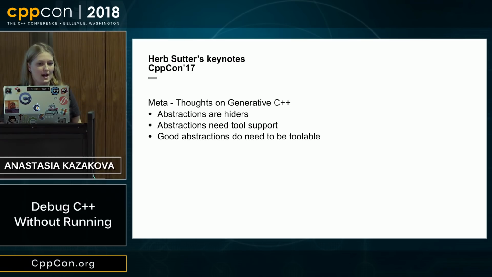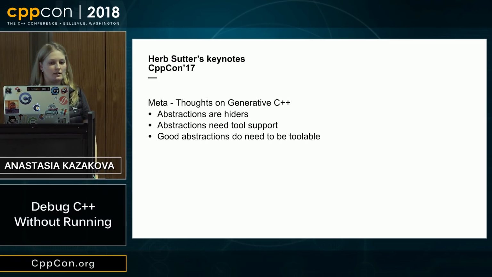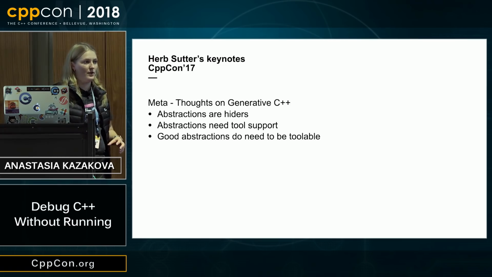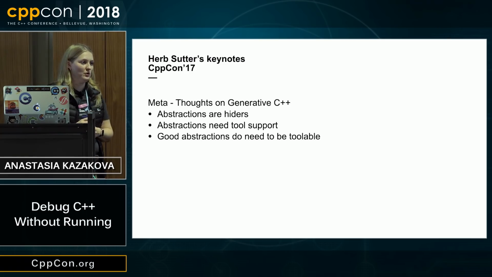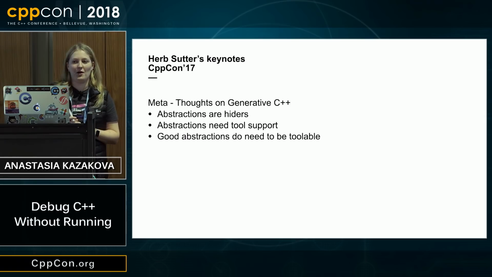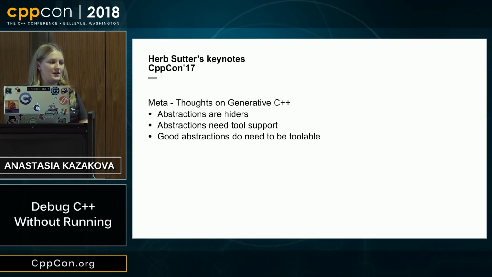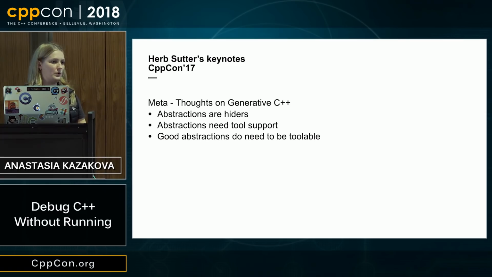Honestly, the idea of this talk started last year when Herb Sutter was talking about generative C++. He started this idea that modern abstractions in the modern language are hiders, and that we need tool support to help us with these hiders to unveil the actual meaning of the code. And there was a thought that I really like: that good abstractions do need to be toolable, which is the nicest thought for all the tool vendors, because all the way around we are struggling with abstractions that are not toolable in a good way. And I'm happy that the standard committee now has the tooling evolution group where we can actually discuss these things with the committee, and that's really great.